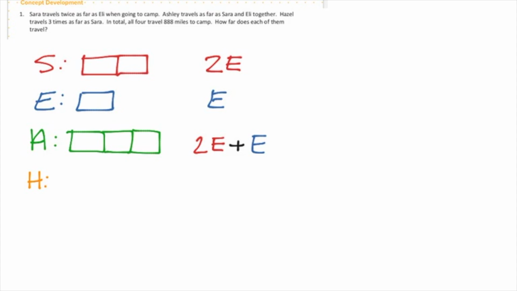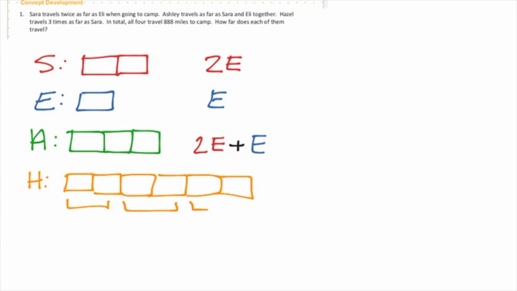Hazel travels 3 times as far as Sarah. Okay, Sarah went twice, right? That was Sarah in red. 3 times as far. So another 2. So that's 1, 2, and then another 2. Hazel travels 3 times as far as Sarah, so 2 times Ellie times 3. Well, that's the same as saying 6 times Ellie. That dot means multiplication. So 6 times Ellie, or 6E there.